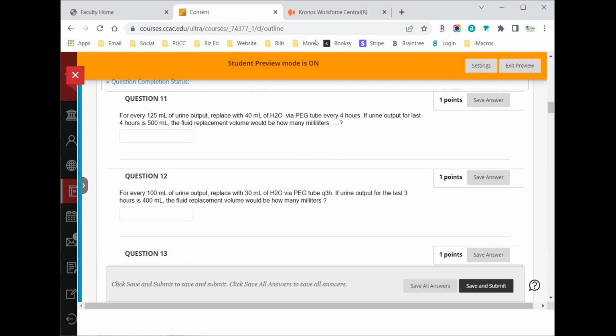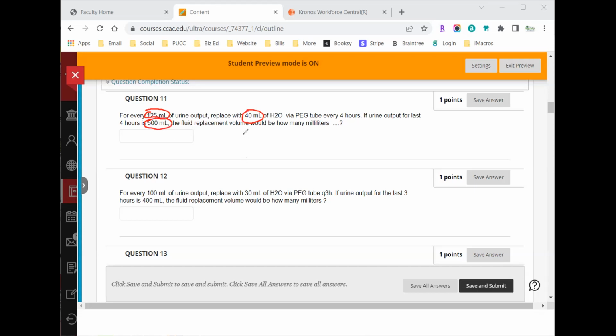So if you remember, last time we talked about some key things associated with this particular type of problem. This is a fluid replacement problem. A couple of things we're going to pay attention to are what I call the theoretical or expected urine output, the replacement volume, and then the actual output. So you have 3 numbers that you need to know how to arrange: 125 milliliters, 40 milliliters, 500 milliliters.